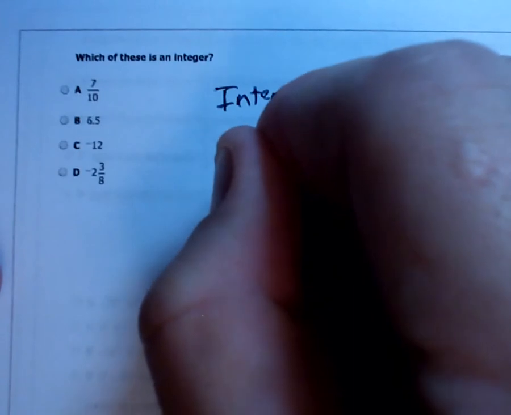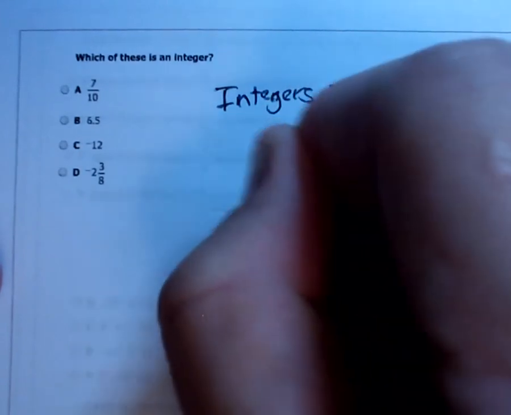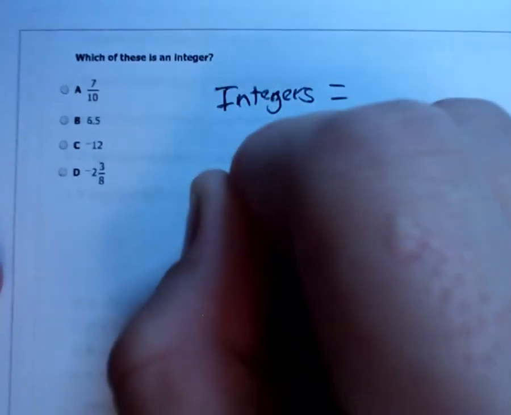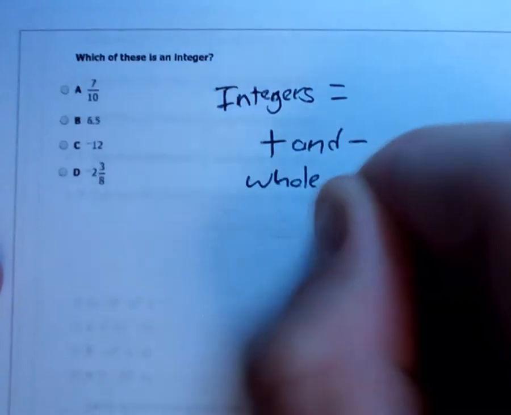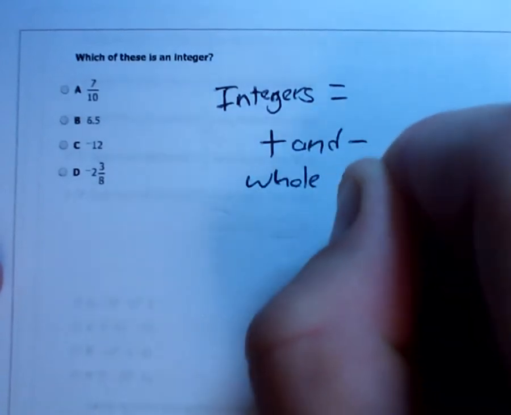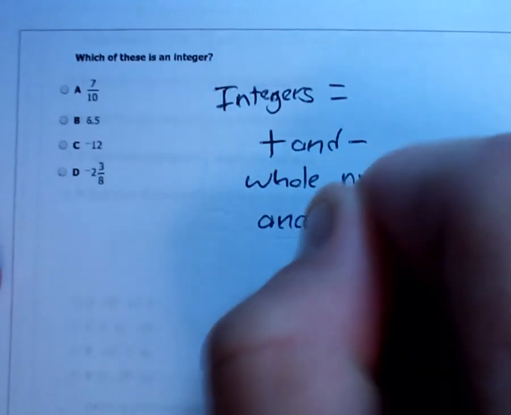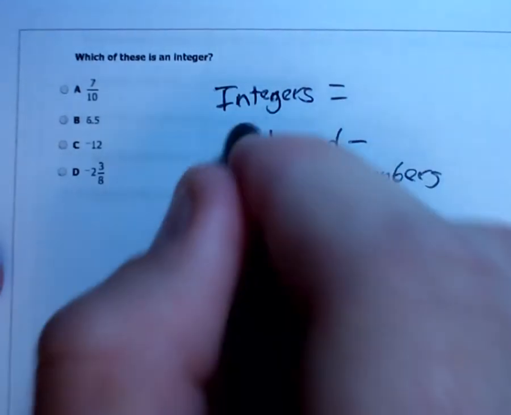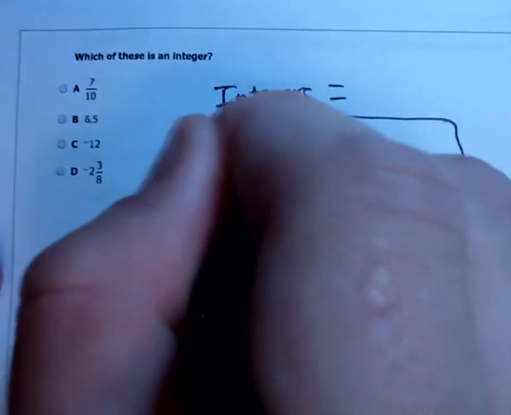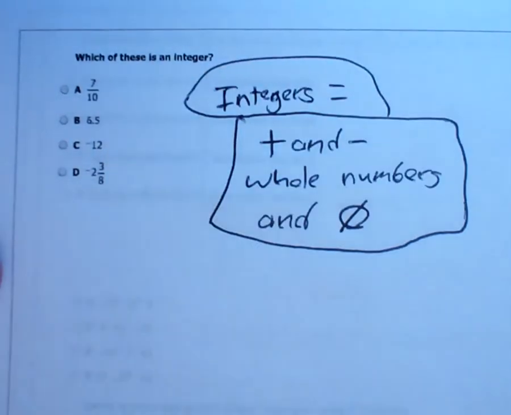All right, so which of these is an integer? Integers. I'm going to actually write a little note here. Integers equals positive and negative whole numbers and 0. All right, so positive and negative whole numbers and 0 is what integers are.